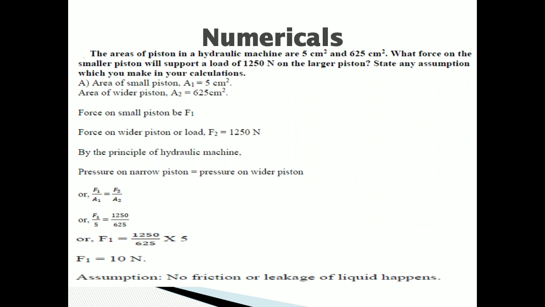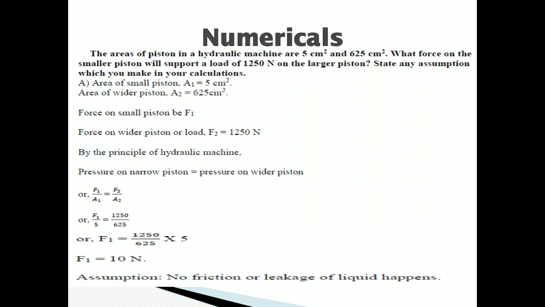State assumptions as well. Area of the smaller piston, A1, is 5 centimeter square. Area of the wider piston, A2, is 625 centimeter square. Force on the smaller piston is written as F1. Force on the wider piston, F2, is 1250 Newton. According to the principle of hydraulics, pressure on the narrow piston is equal to pressure on the wider piston. F1 upon A1 is equal to F2 upon A2. So F1 we have to calculate, we will be writing as it is. F1 upon 5 is equal to 1250 upon 625. After calculating, we will be getting this answer as 10 Newton.